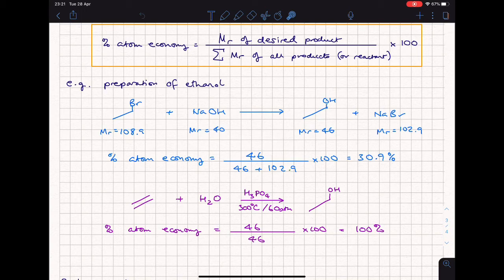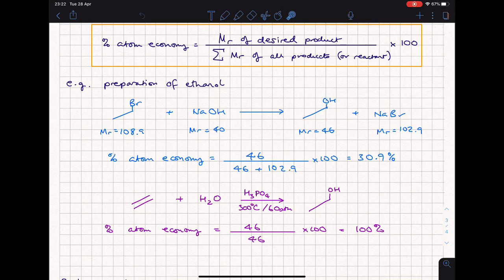And these reactions may have different atom economies, and in these two cases we got quite different atom economies. So in this example, if I hydrolyze bromoethane to make ethanol, the atom economy is only 30.9% because it's calculated from the relative formula mass of the desired product, in this case I've chosen ethanol, divided by the relative formula mass of all the reactants or all the products, and it doesn't matter which one I choose because the sum of this is the same as the sum of this.